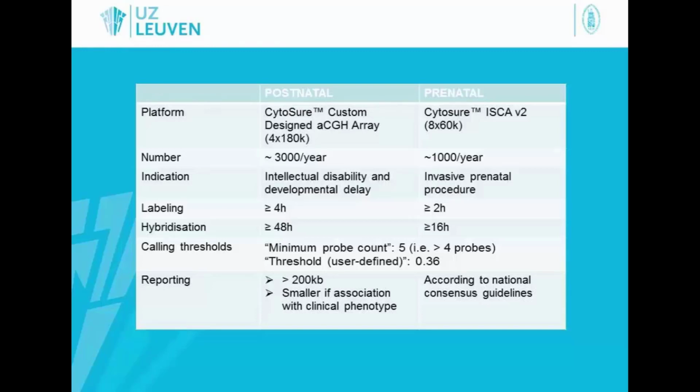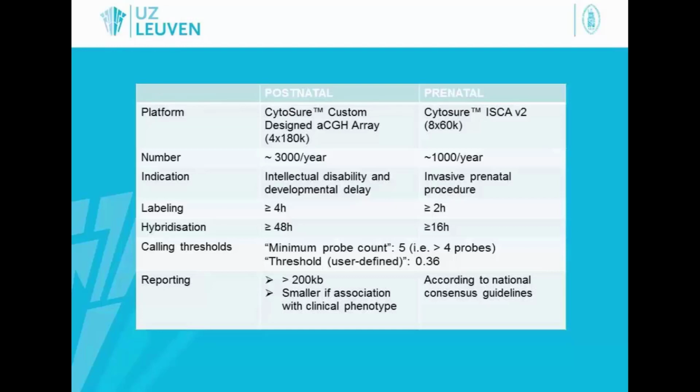According to calling thresholds, it's the same for both platforms. We need a minimum of 5 consecutive aberrant probes in order to call an aberration in the software. And the thresholds for calling an aberration are set at 0.36 for a duplication and minus 0.36 for a deletion.